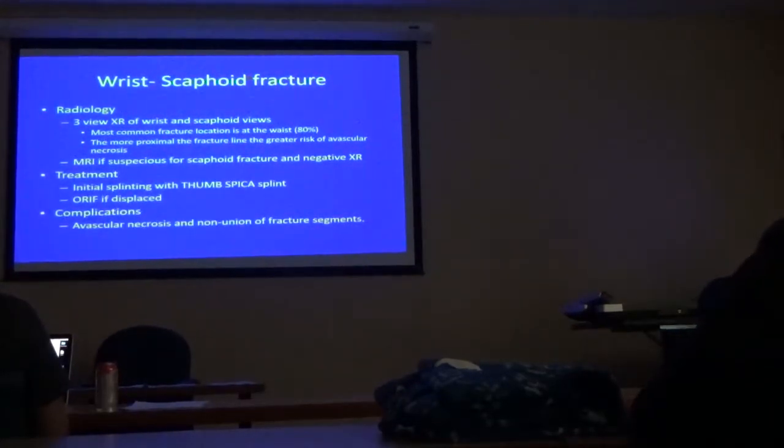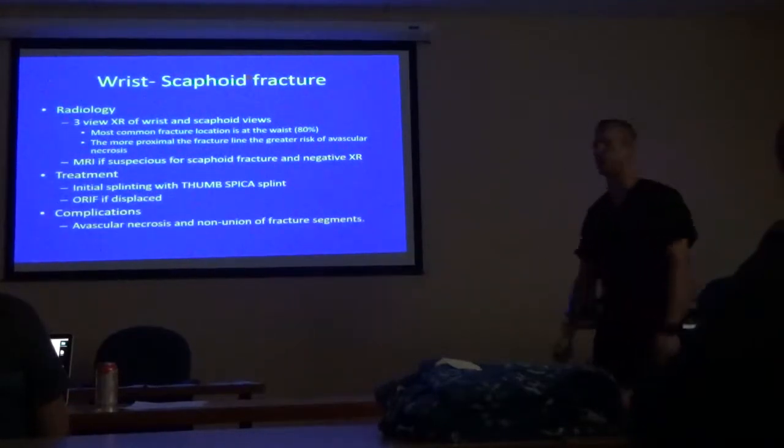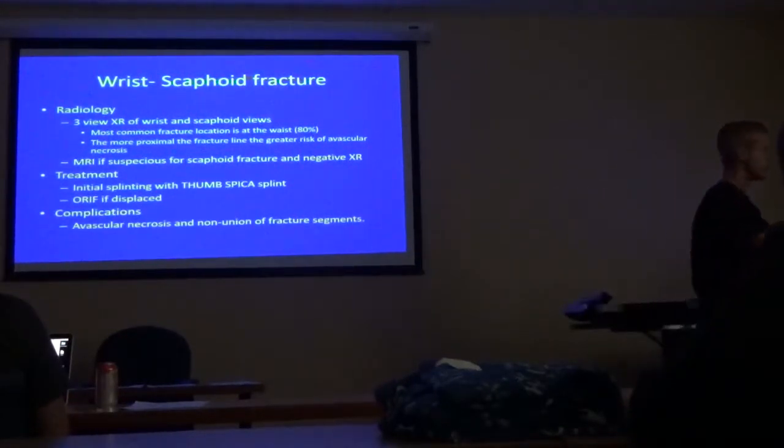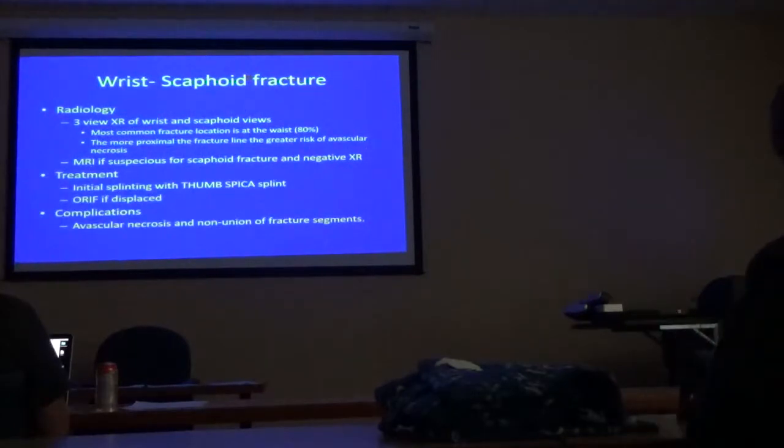They get avascular necrosis and all sorts of tendon arthropathies and stuff for the rest of their life, and then all of a sudden they're on 100% disability because they can't move their wrist, and they're suing you for $3 million. So put people in thumb spica.